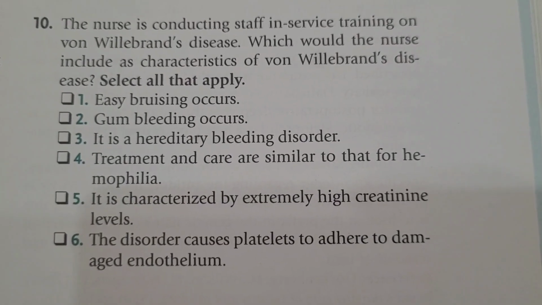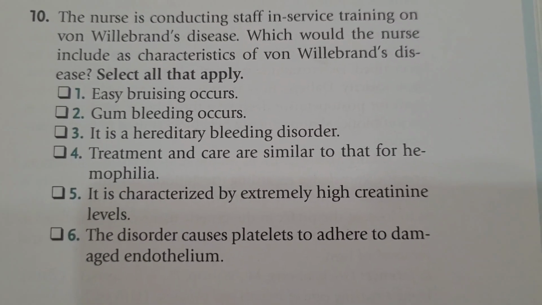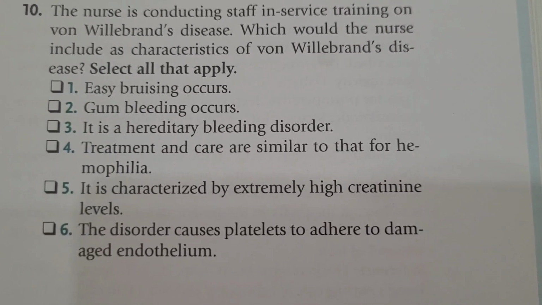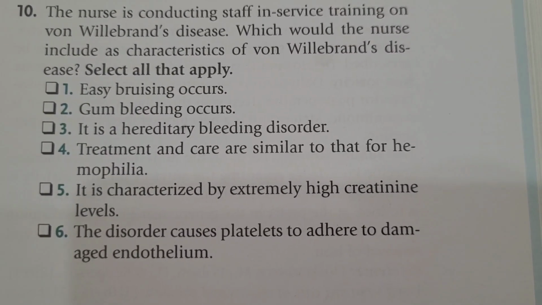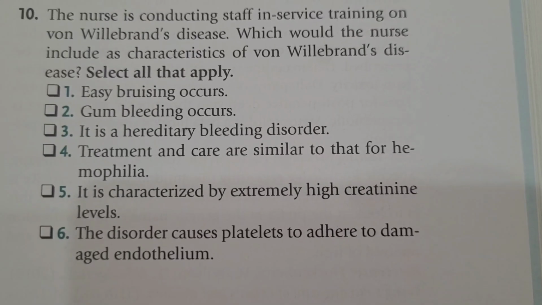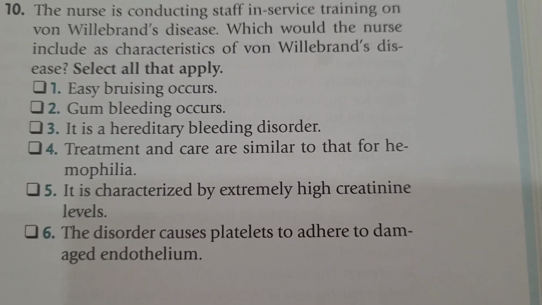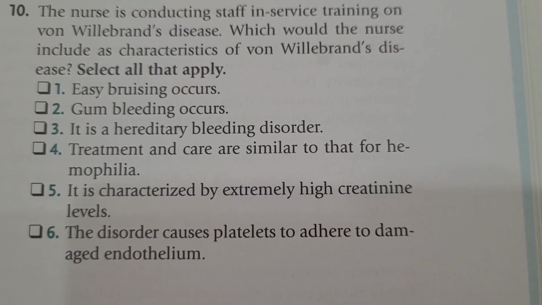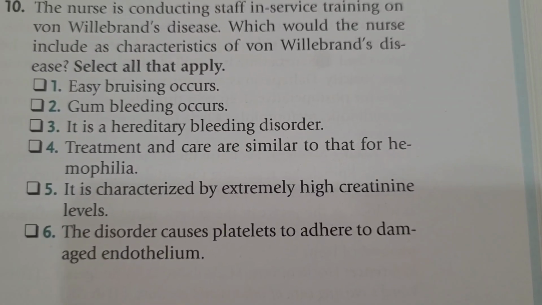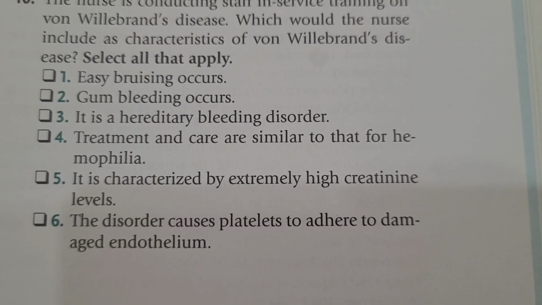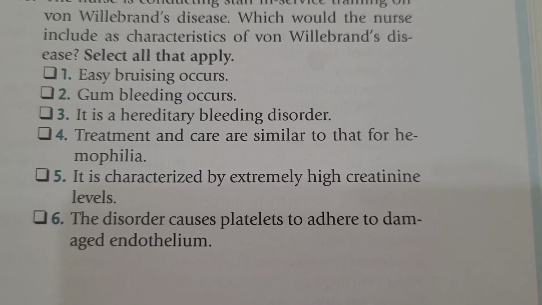Our options are number 1, easy bruising occurs. Yes, this is a right option. Number 2, gum bleeding occurs. Yes, this is also a right option. Number 3, it is a hereditary bleeding disorder. Yes, this is a hereditary bleeding disorder. Number 4, treatment and care are similar to that for hemophilia. Yes, this is also correct. Number 5, it is characterized by extremely high creatinine level. No, this is incorrect.